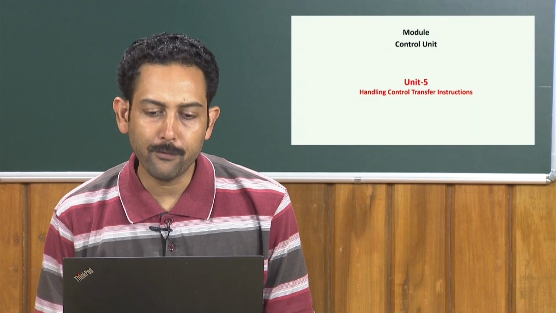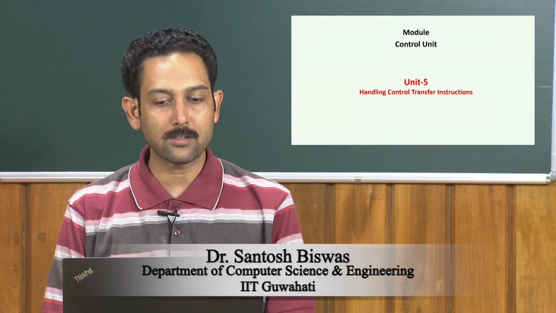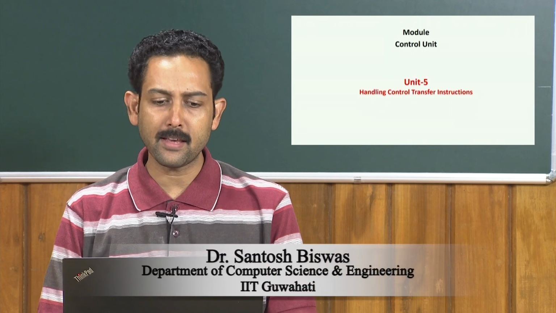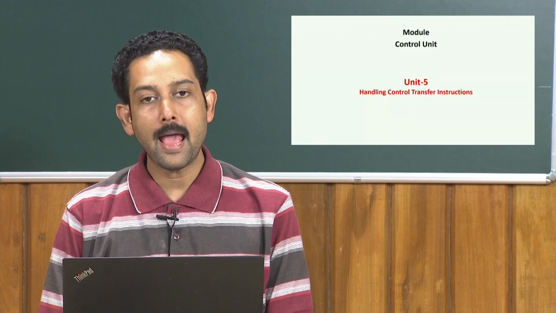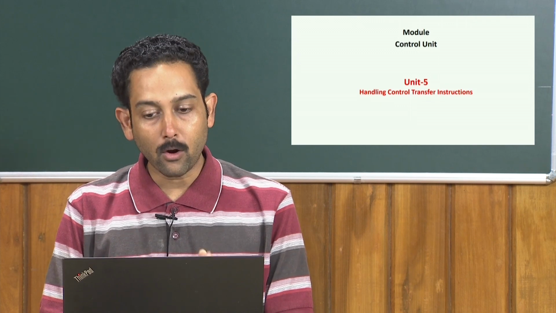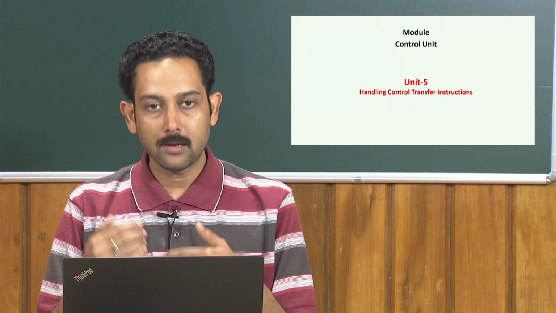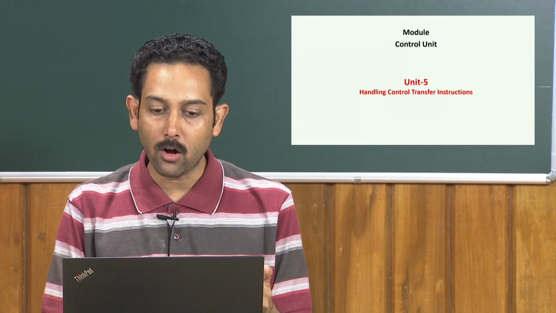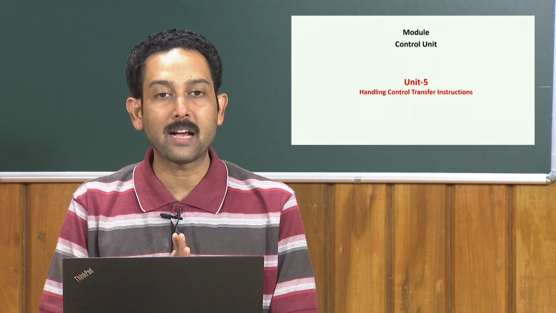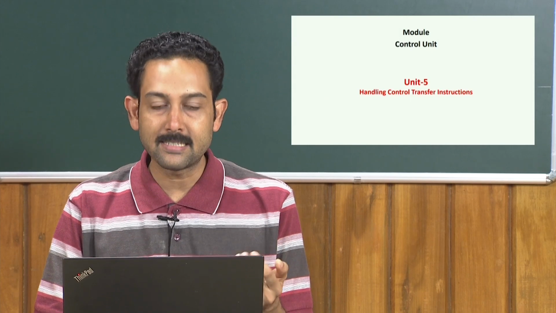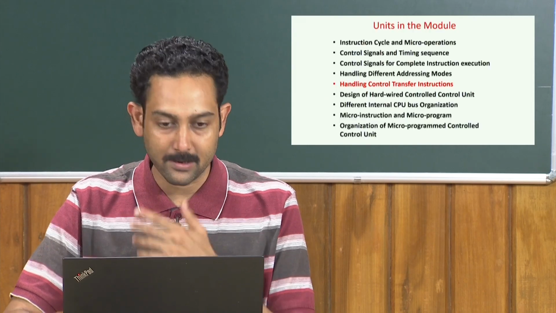Welcome to the 5th unit of the module on control design. As discussed in the last unit, from today we will be discussing a special type of instructions, and what control signals are involved in them. We will mainly talk about control instructions like jump and the handling of function calls, which we call transfer instructions. This unit covers control signals and micro instructions involving transfer instructions like jump, call, etc.